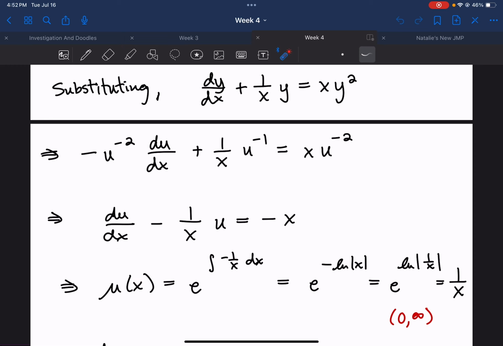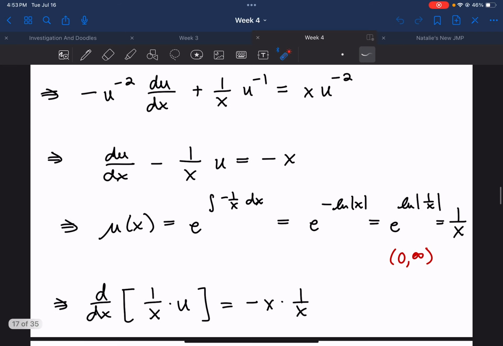I can solve this via the integrating factor. And in that case, the integrating factor is e to the integral of p dx, which is e to the integral of negative 1 over x dx. And when I integrate this, I get e to the negative natural log absolute value x. And I can move this negative 1 up to the exponent and get natural log absolute value 1 over x. The e and the natural log cancel, and I get 1 over x, right? And obviously I'm choosing an interval of definition here.